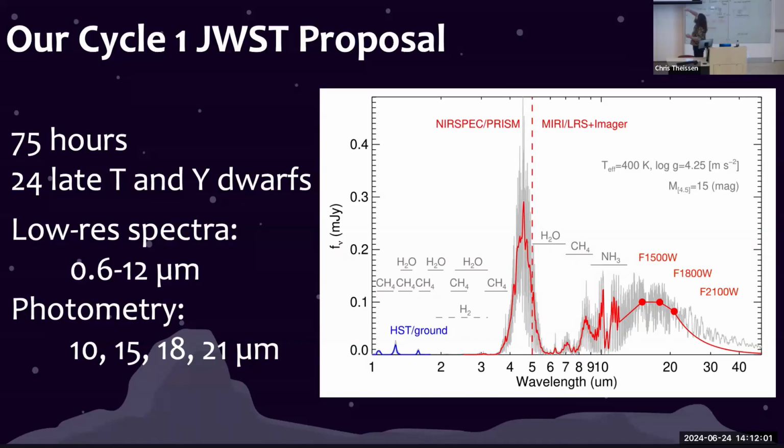To show you what that looks like, we have a 400 Kelvin model plotted in gray, which we then convolve down to the NIRSpec prism and MIRI LRS resolutions. We're looking to get 0.6 to 12 microns of spectra, and then getting 4 photometric points at 10, 15, 18, and 21 microns, the last 3 of which extend our SED out to 23 microns, and the 10 micron photometric point we use to calibrate the MIRI LRS data.